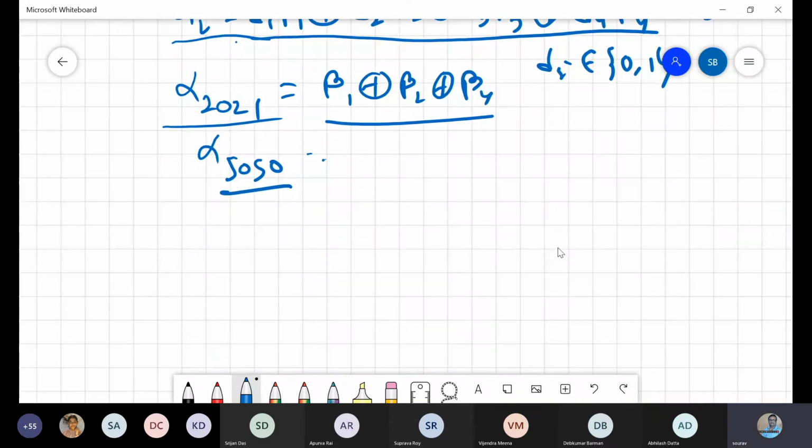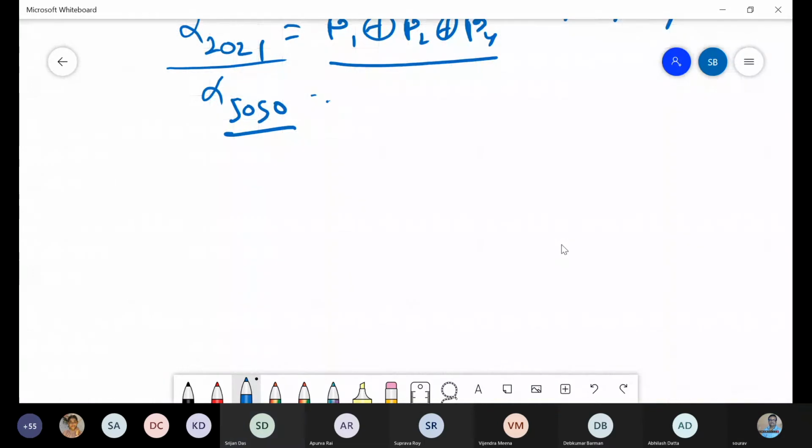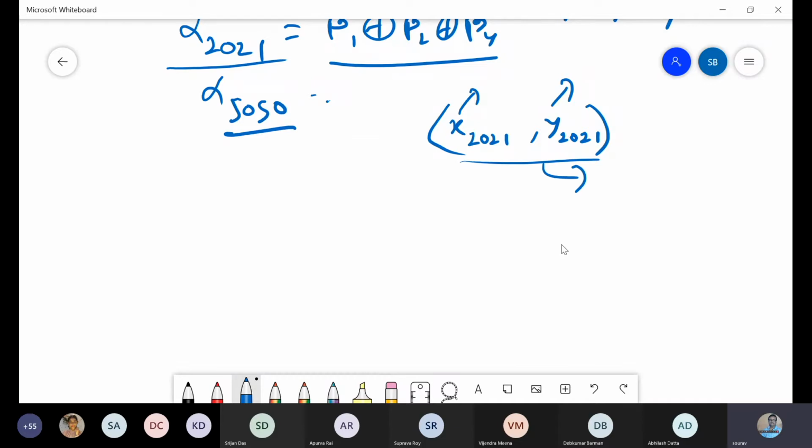Any guess? The chosen plaintext attack. Why chosen? Why not known plaintext attack? Suppose Oscar has some plaintext and ciphertext, say X 2021 and Y 2021. This is the plaintext bit, and this is the cipher. Then what does Oscar have? Alpha 2021, right?